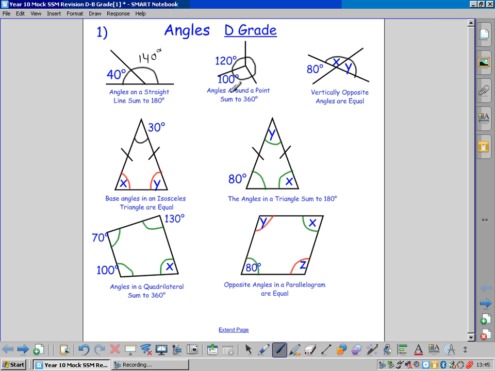Around a point, angles sum to 360 degrees. So we add up these two, take it away from 360. This angle here is going to be 140 degrees. Again, you would show your working.